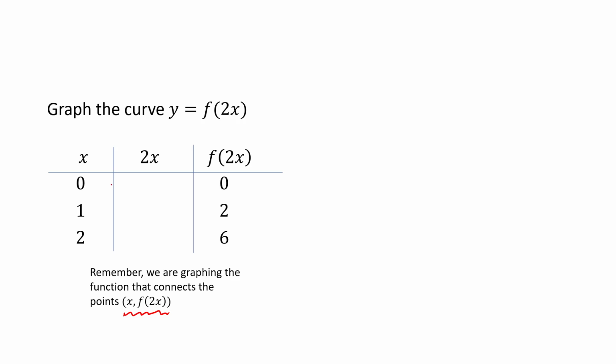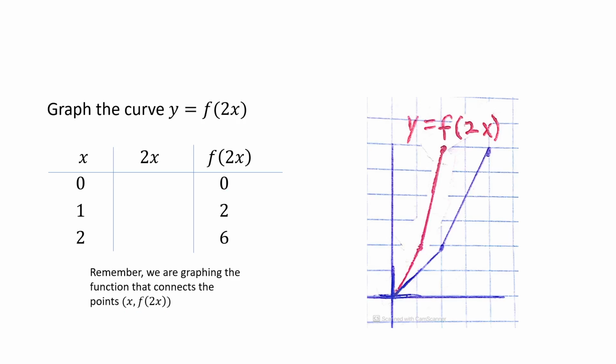So what we're going to do is plot the function that goes through the points 0, 0, 1, 2, and 2, 6. But we're going to plot it right next to the function that goes through the points 0, 0, 2, 2, and 4, 6. When we do that, we get a function as shown in red.